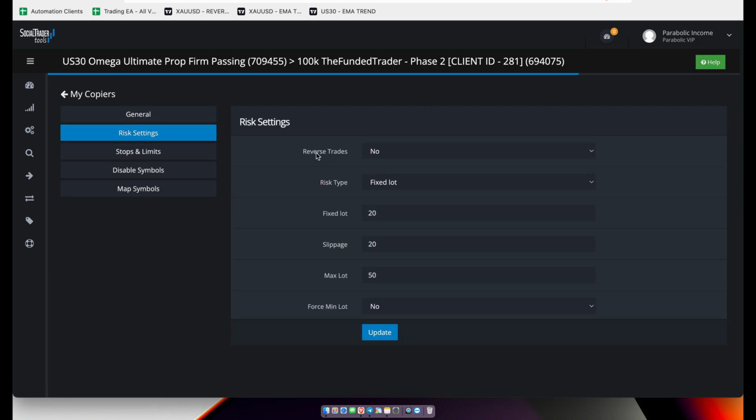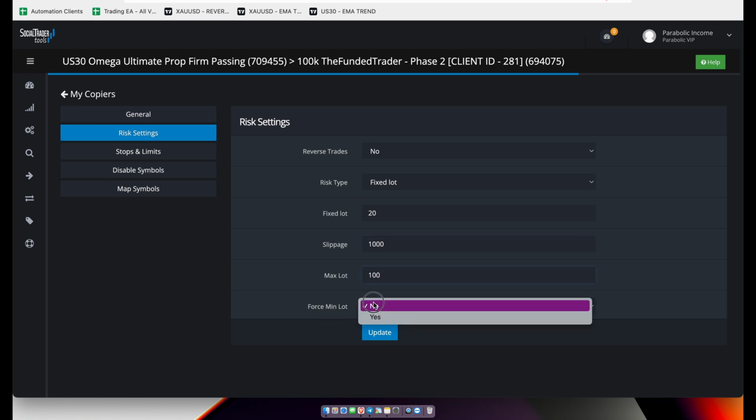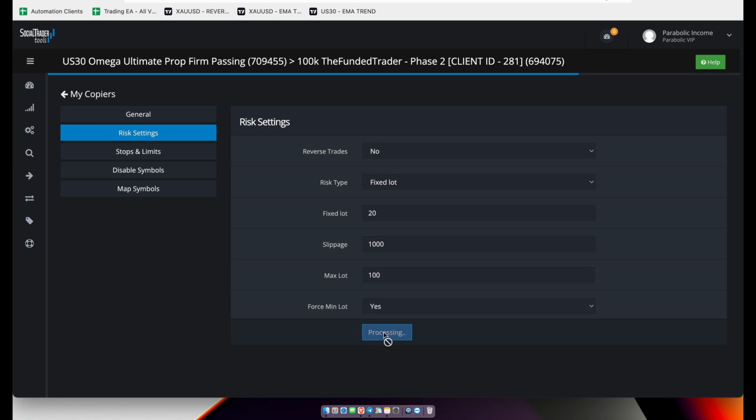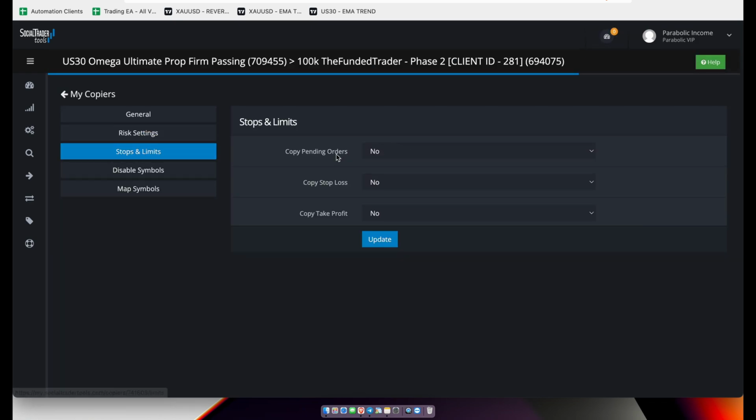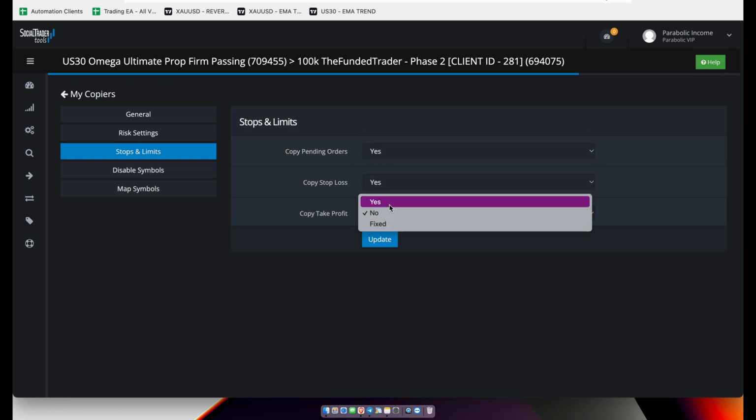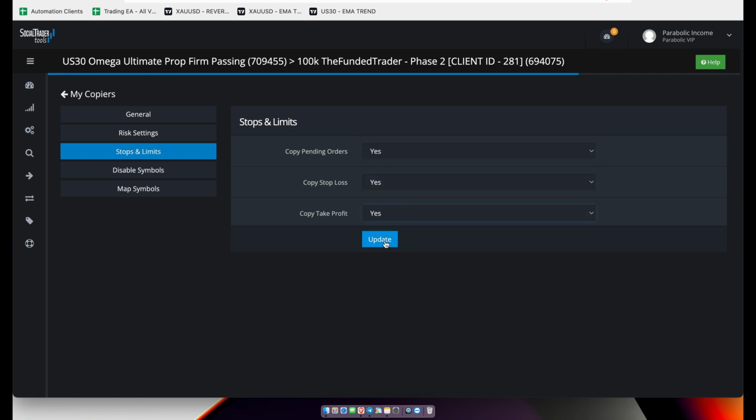Go into risk settings. We're gonna put in 20 slippage, and we're gonna go 1,000. Don't worry about the slippage too much. The US30 obviously works. US30 EAs work on slippage. That's how they maximize their profits. Maximum lot, we just put 100, doesn't really matter. And we go force minimum lot, put yes, and stop limits. Of course, this is the most important one because the EA places stop orders to minimize the spreads and slippage, all right? And click them all as yes, and then we go update.